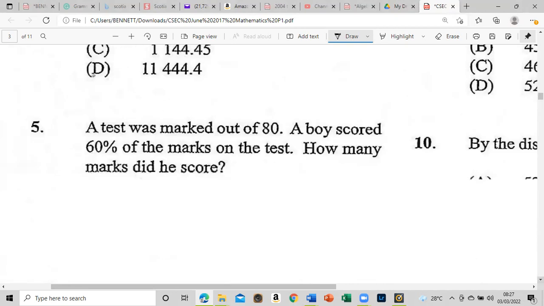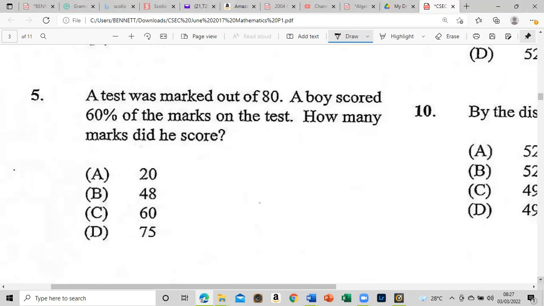Let's move on to 5. A test was marked out of 80. A boy scored 60% of his marks on a test. How many marks did he score? All right. So they are saying the test was marked out of 80. So we know that the total is 80. We don't know the boy's score. Go ahead and try that one.